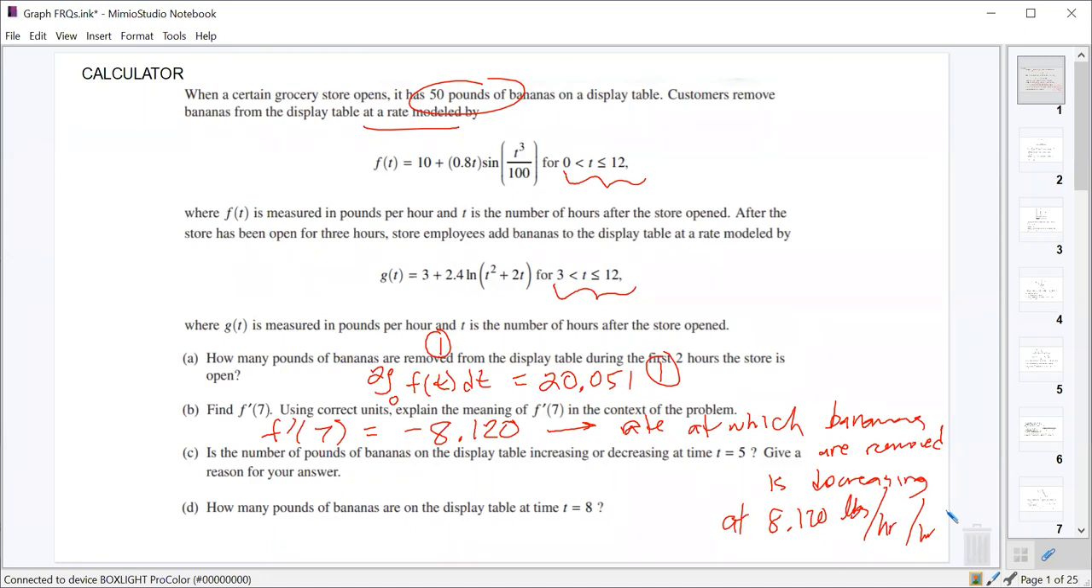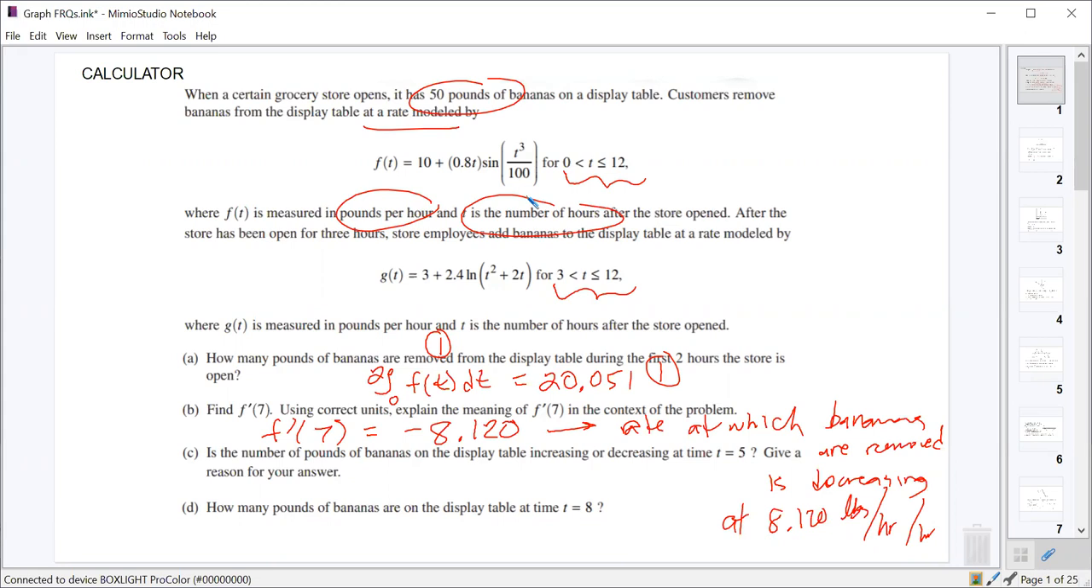Since we know that f of t is pounds per hour and t is in hours, so when we take that derivative, it gives us per hour. Everybody good with that? No issues there? Everyone feels okay about that? We're all good? Everybody's good? 2 points for that. One for the value and one for the explanation.